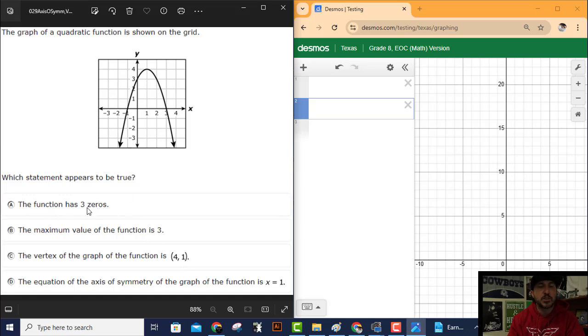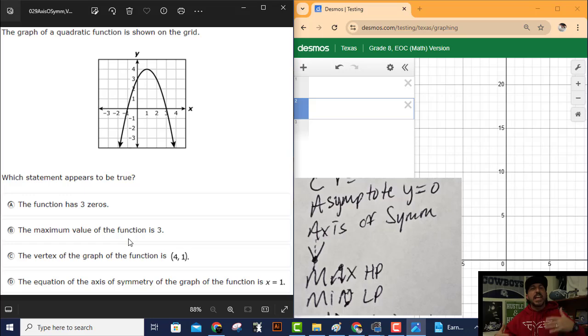This guy says a function has 3 zeros. 3 zeros. What does a 0 mean? 0 is this. Where is this line on the graph? Oh, it's the X line. This guy's saying that it touches the graph 3 times on the X line. No, that's not true. Choice B, maximum is 3. Let's see, maximum means HP, highest point. Is there a highest point here? Yes, there is. It's up here, but no, it is not the 3. It's actually at a 4. So no, the maximum is not 3.